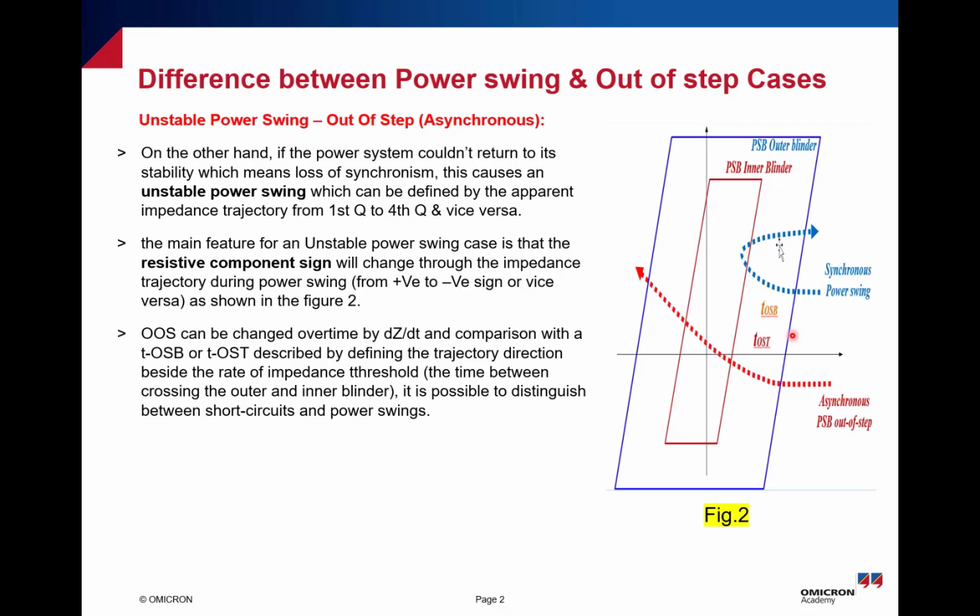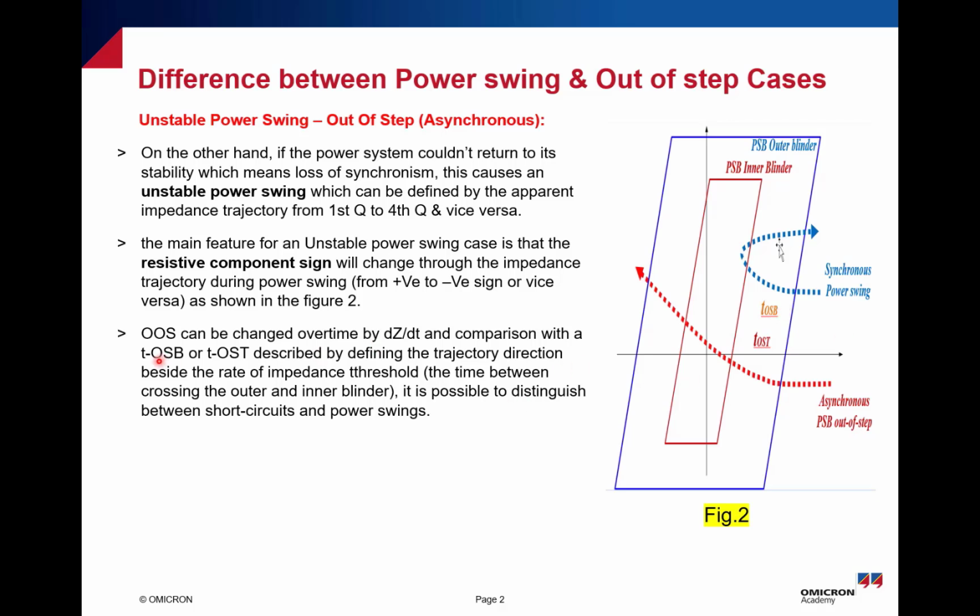Okay. The other type, which is the out of step or asynchronous power swing, is called unstable power swing. The main feature here is that the resistive component sign will change from positive to negative or vice versa. As you can see here, there is a trajectory of the PSP out of step, and here is the synchronous power swing, and both of them have time for blocking and time for tripping inside the protection relay, and it can be tested using the NetSim module.